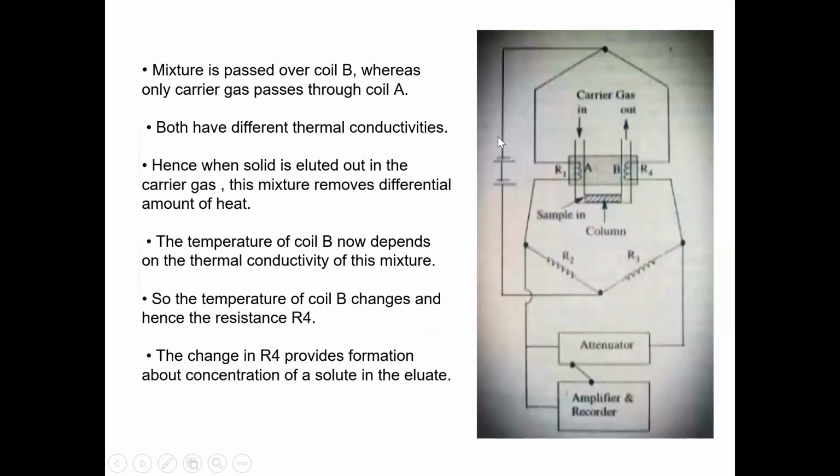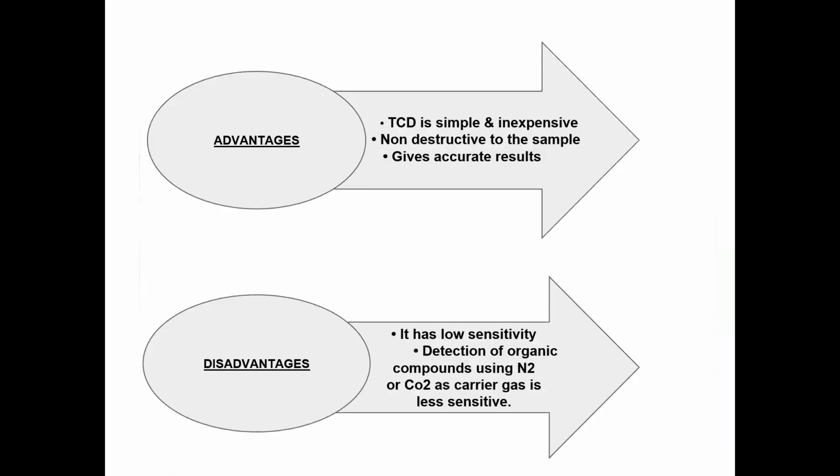Mixture is passed through the column, whereas only carrier gas is passed through the coil A. Mixture is passed through coil B. Mixture contains both carrier gas and the sample. So now the temperature of the coil B depends upon the thermal conductivity of the mixture. So the temperature of the coil B changes and hence resistance R4. Advantages of TCD: TCD is simple and inexpensive, non-destructive to the sample, gives accurate results. Disadvantage is it has low sensitivity. Detection of the organic compounds using nitrogen or CO2 as carrier gas is less sensitive.